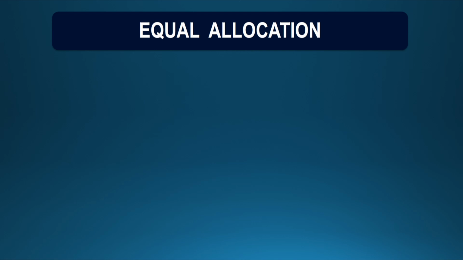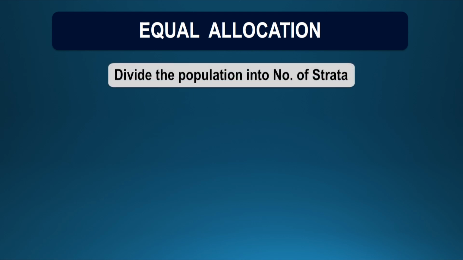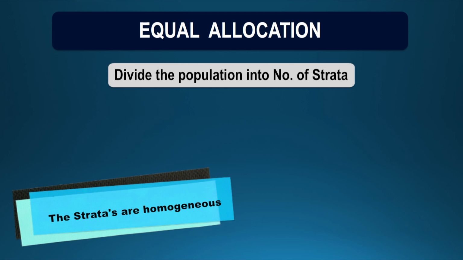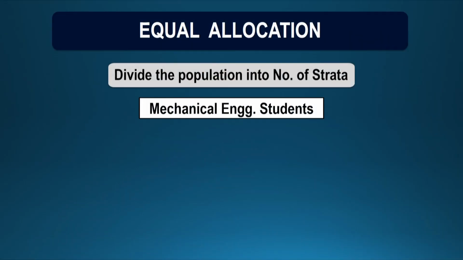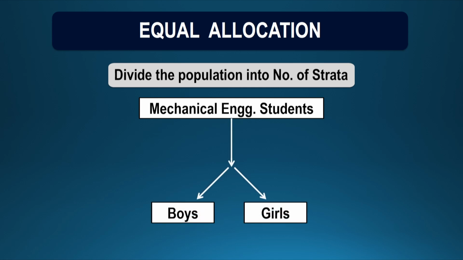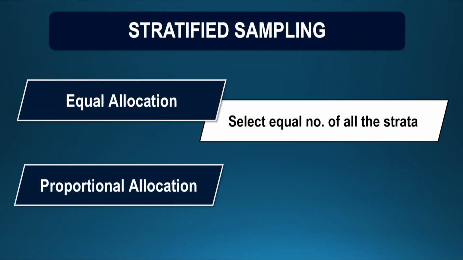In equal allocation, for example, divide the population into a number of strata. The strata are homogeneous, and from the homogeneous strata the researcher needs to select samples. Depending upon similar characteristics, if I divide my mechanical engineering students into two strata, boys and girls, then for the equal allocation method in stratified sampling, the same proportion needs to be selected in the sample by the researcher. Another technique used in stratified sampling is proportional allocation.